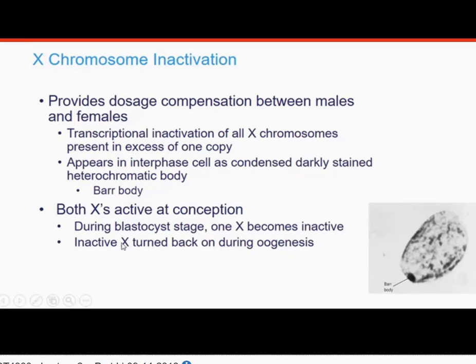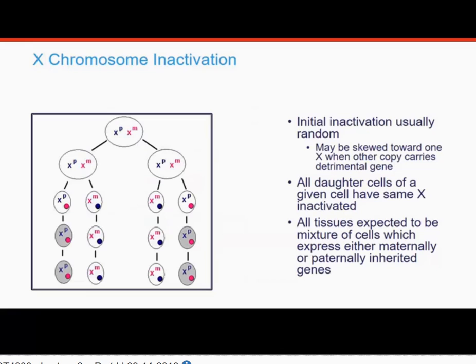One X is inactivated fairly early in embryogenesis. The inactive X is turned back on during oogenesis, so that in a female embryo both X's are active, but actually fairly early in embryogenesis, that X is inactivated. But like I said, it's very important in the beginning for it to be there.